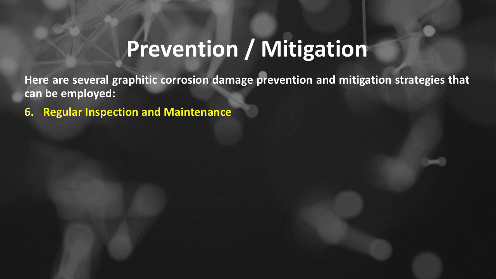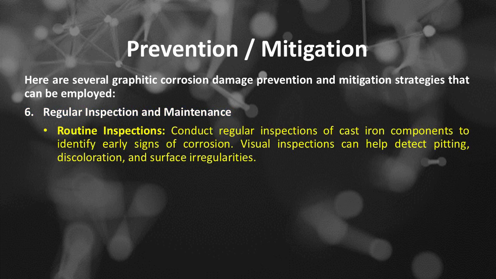Number 6 is regular inspection and maintenance. Routine inspections. Conduct regular inspections of cast iron components to identify early signs of corrosion. Visual inspections can help detect pitting, discoloration, and surface irregularities.